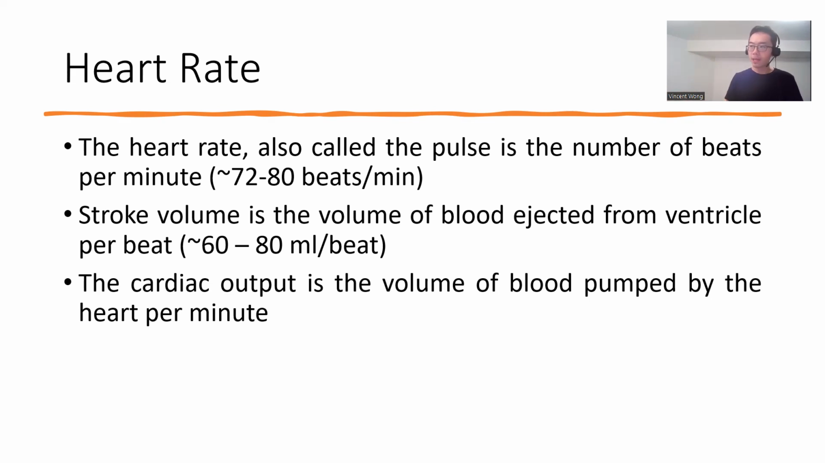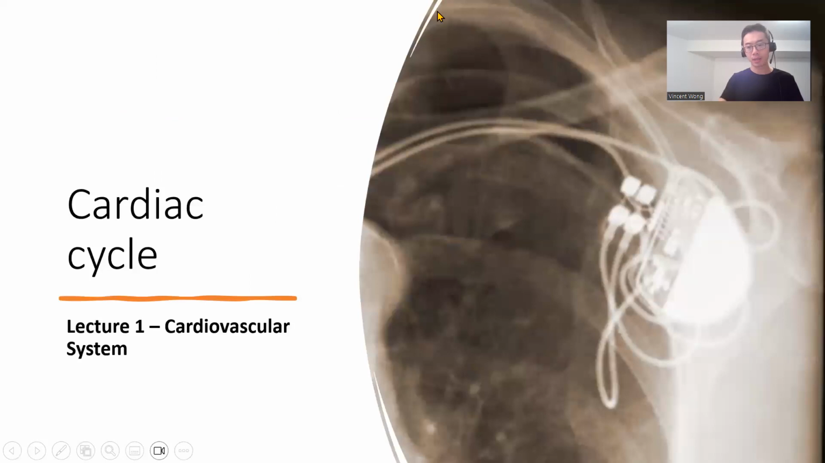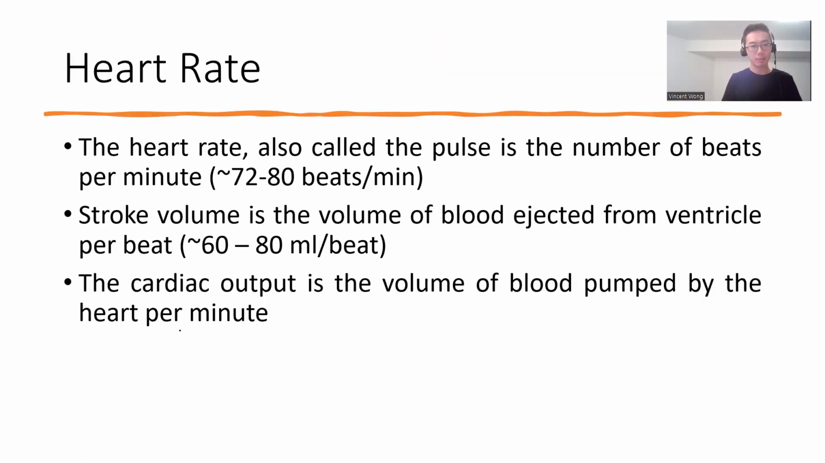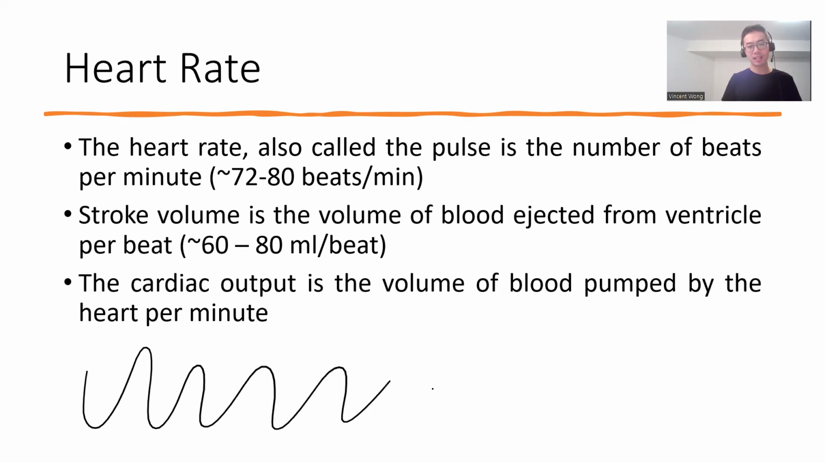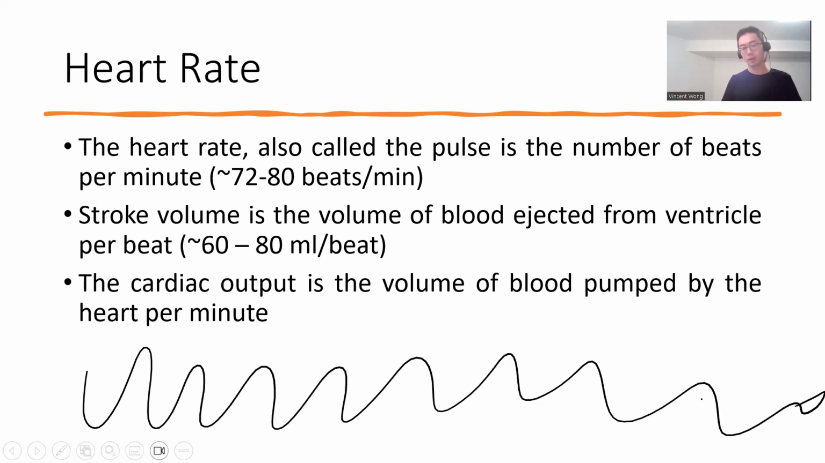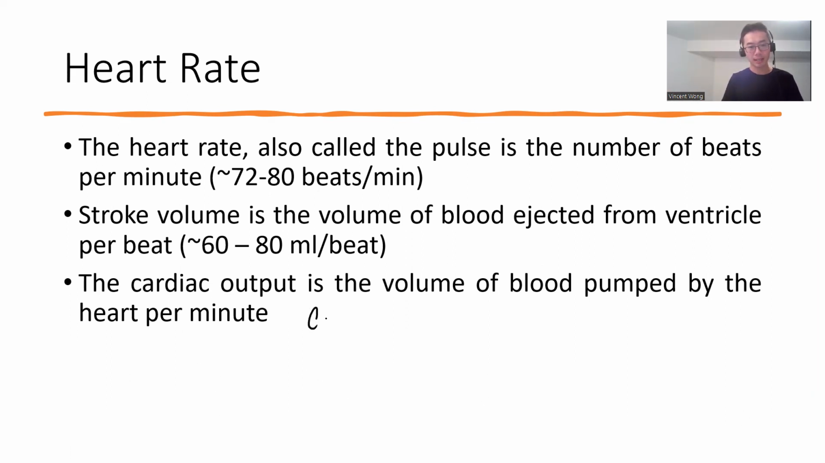And with these two pieces of information, and you need to know this formula, we can calculate something called the cardiac output. Can you see what I write down here? Okay. So cardiac output equals heart rate multiplied by stroke volume.